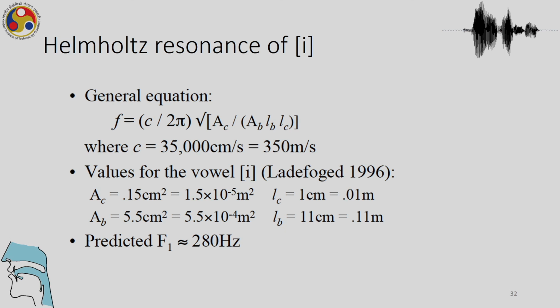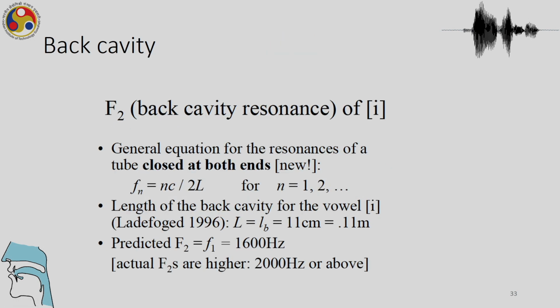And again we know that this is the value of the speed of air, 350 meters per second. And so we have the values for the vowel E. So this is the length of the different tubes, and these lengths are calculated based on the length of the tubes. And then if we take into account all of these different lengths, which we see in this formula, and we put them in the formula, then we get a predicted F1 for E at 200 Hertz.